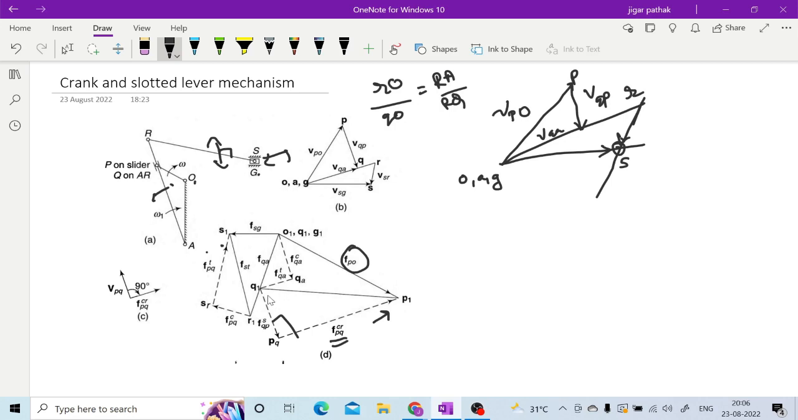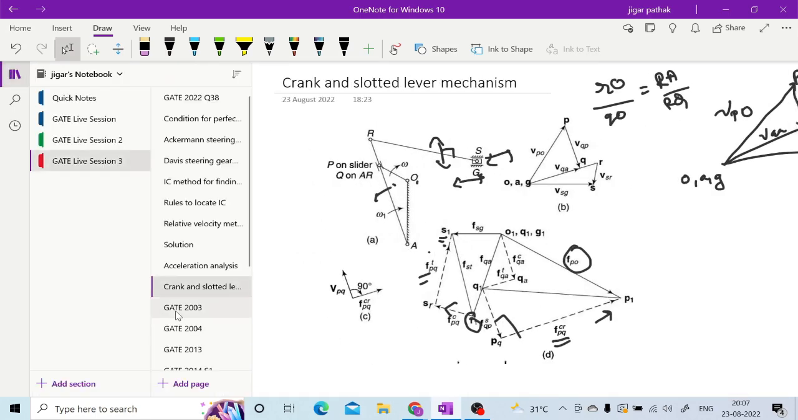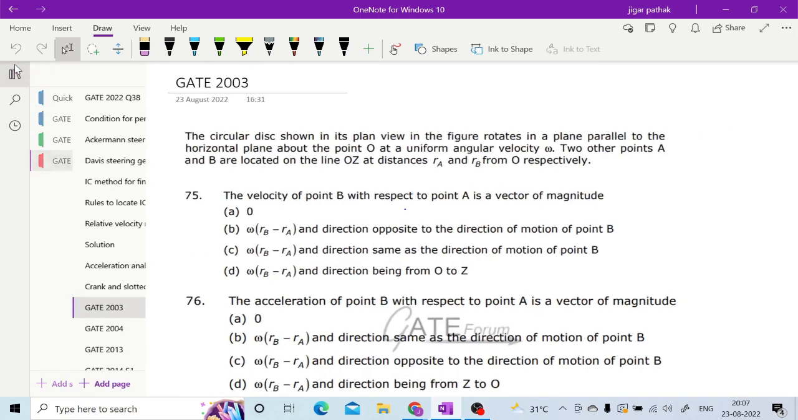Once you have this point Q1, you can again locate this point R1, and for R1 again you can go for the centripetal and tangential components. Centripetal will have direction from S to R, as mentioned here, and then perpendicular to this you can have the tangential component. S again has acceleration with respect to G in the horizontal direction, so you draw a horizontal line and it gives you this point S1. This way you can complete your acceleration diagram here also. Once you are done with all this, you can start with the questions.